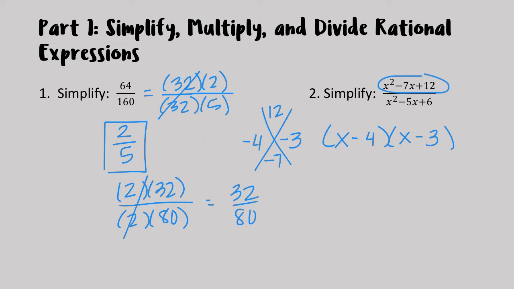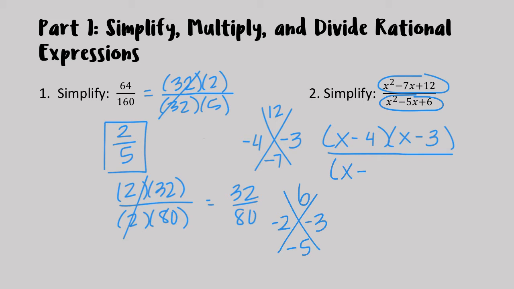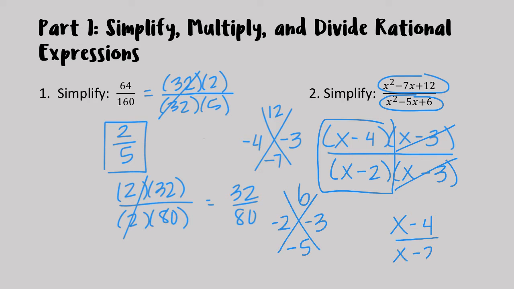So now I've factored the numerator, and I also want to factor the denominator. So now I need two numbers that multiply to get 6 and add to get negative 5. That would be negative 2 and negative 3. So now I'm looking for common factors in the numerator and denominator that when you divide them, they just equal 1. So x minus 3 divided by x minus 3 just equals 1. And then what I have left is x minus 4 over x minus 2.